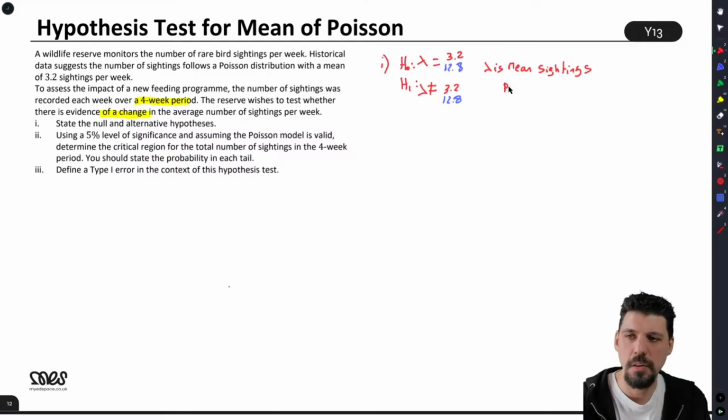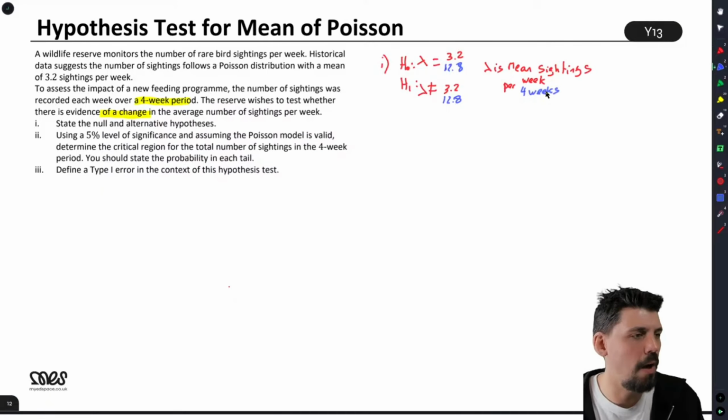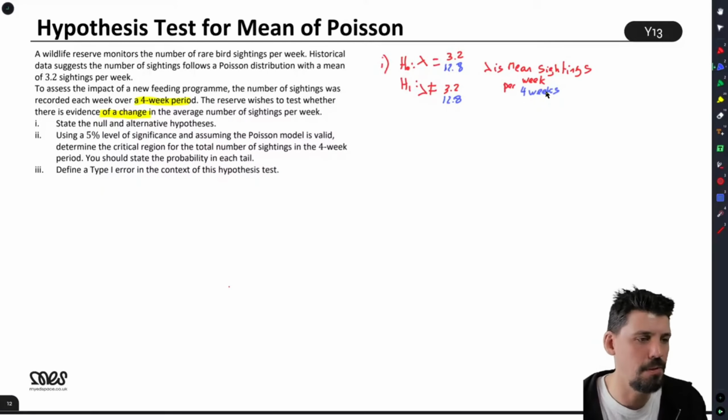sightings per week if you've gone for 3.2, or if you decided to scale it up, you will tell someone that you've scaled it up to 4 weeks. So if we go with what has been done, using lambda is 12.8 in H0, we will say that lambda is the mean number of sightings per 4 weeks.